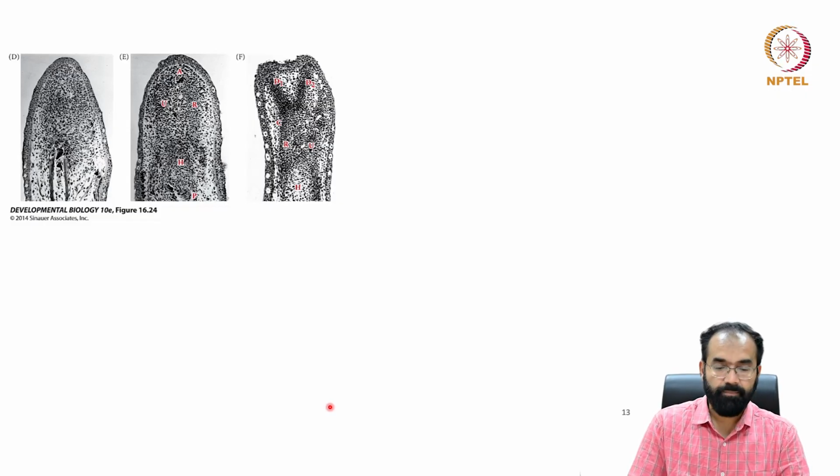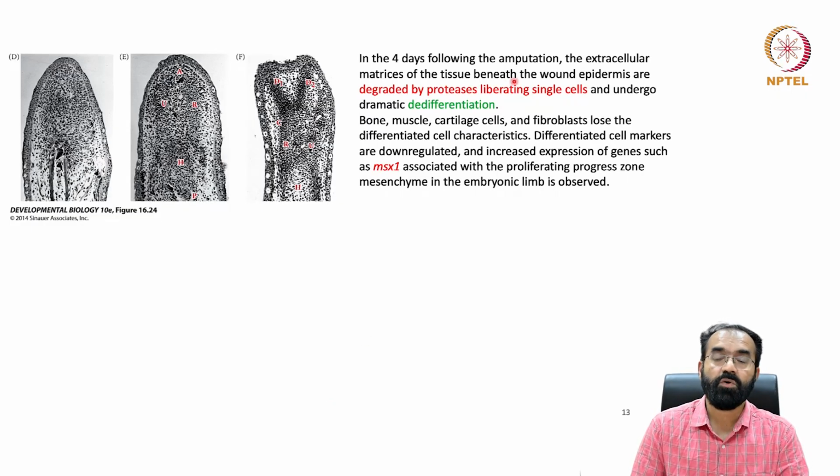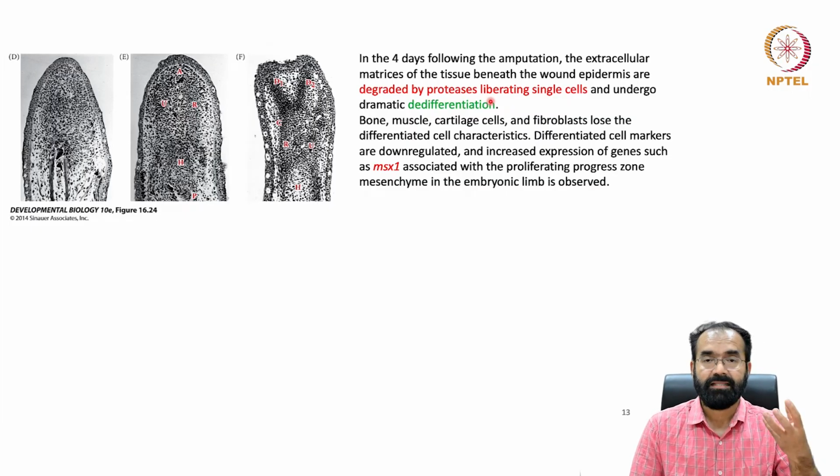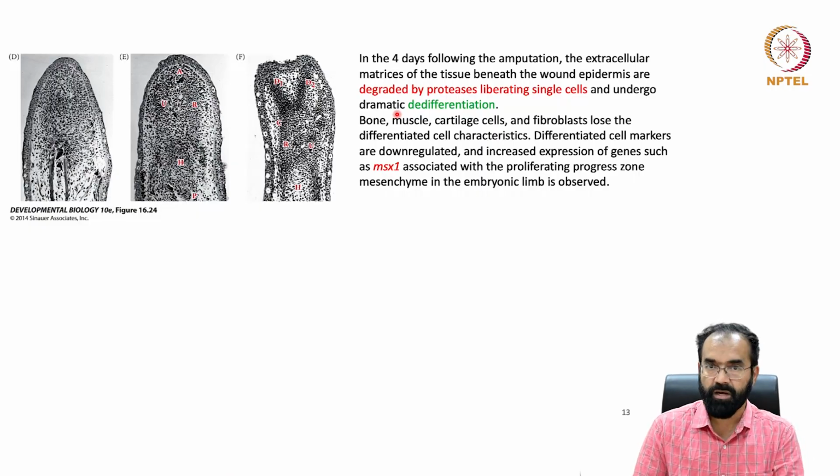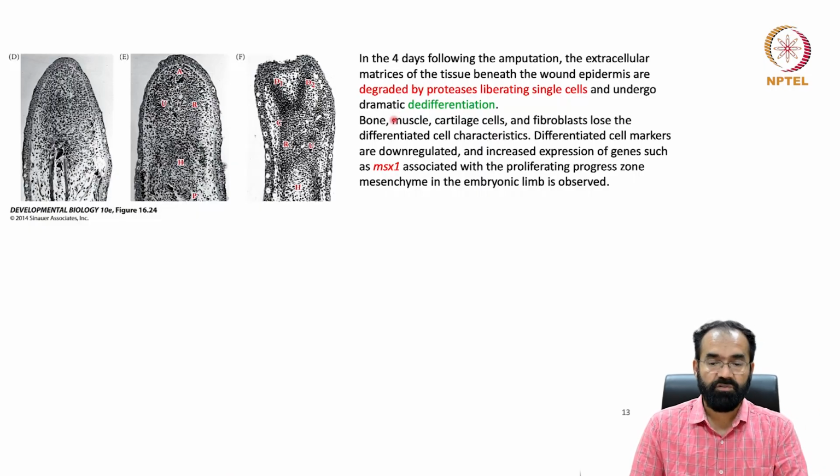So what you see here now is, in 4 days following the amputation, the extracellular matrices of the tissue lying beneath the wound epidermis are degraded by proteases, liberating single cells. So the proteases allow cells to become free from each other. That means it becomes more of a mesenchyme and undergoes dramatic dedifferentiation. Soon after the cut, proteases come into the picture, single cells are formed, and they reprogram and then start proliferating.